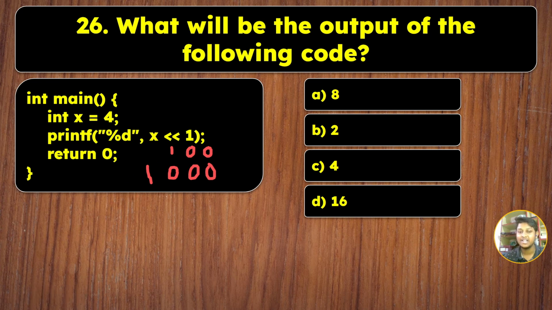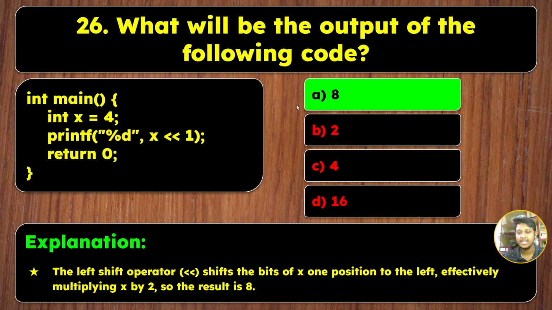And what is the decimal value of this particular number? It is actually 8. So here the correct answer will be A. Now let's check. As you can see, 8 is our correct answer. For more clarification, you can go through this explanation. The left shift operator, x less than less than 1, shifts the bits of x one position to the left, effectively multiplying x by 2. So the result is 8.